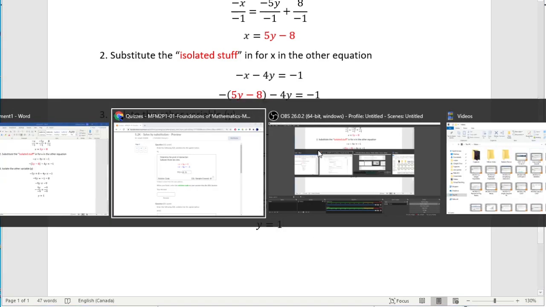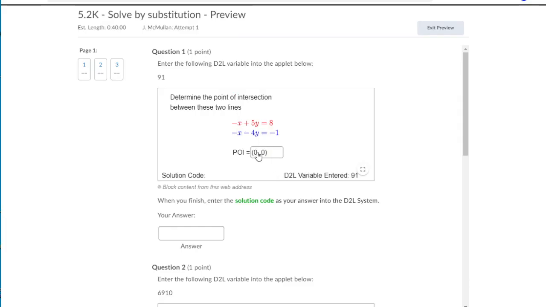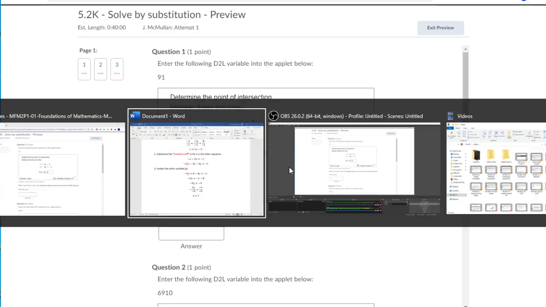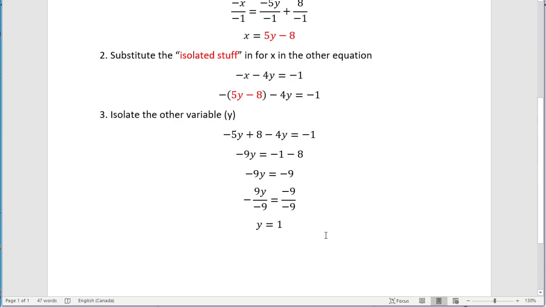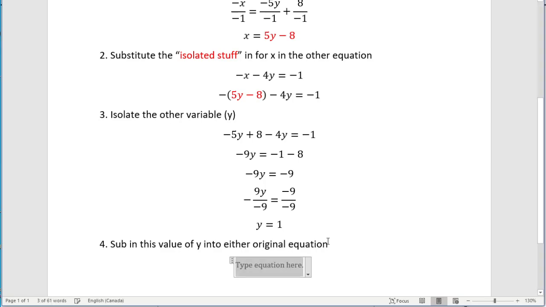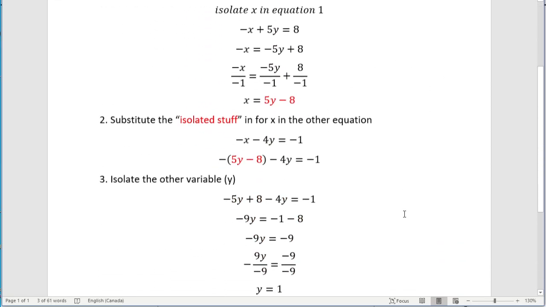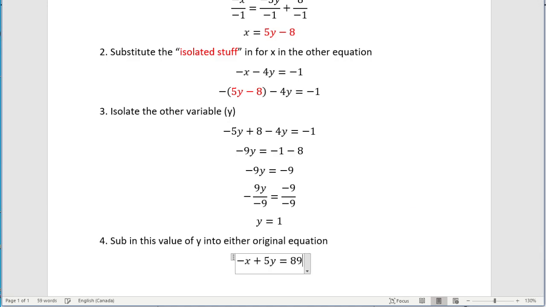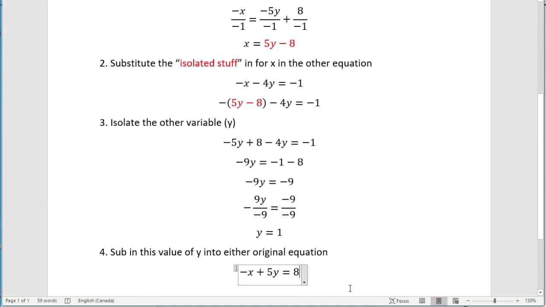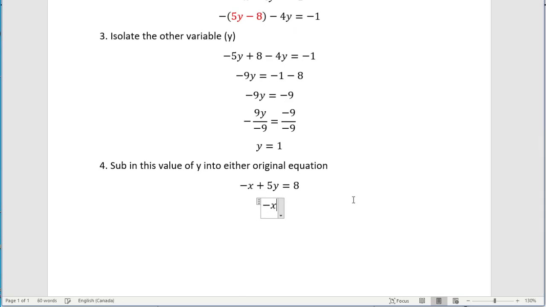Now, when you're solving a point of intersection, of course, you need two things. You need an x value and a y value. So it's not enough to just say that y is 1. We need to keep going. At step 4, we sub in this value of y into either original equation. Doesn't matter which one you choose. Let's go with the first one. Negative x plus 5y equals 8. I'm going to write negative x plus 5 bracket bracket equals 8, and I'm going to replace what's in that bracket with y.